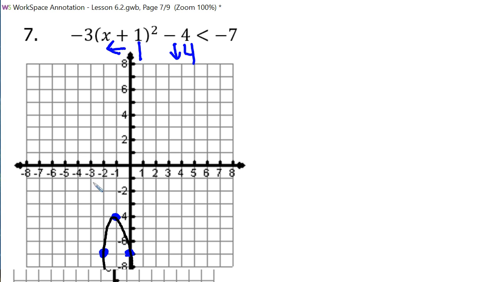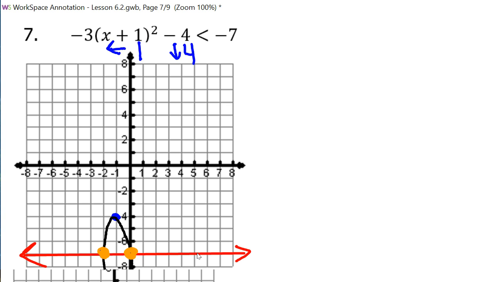And those are the only points that will fit. And where do we draw the horizontal line? Through -7. And find where they intersect, so -2 will be in the answer, and 0 will also be in the answer.